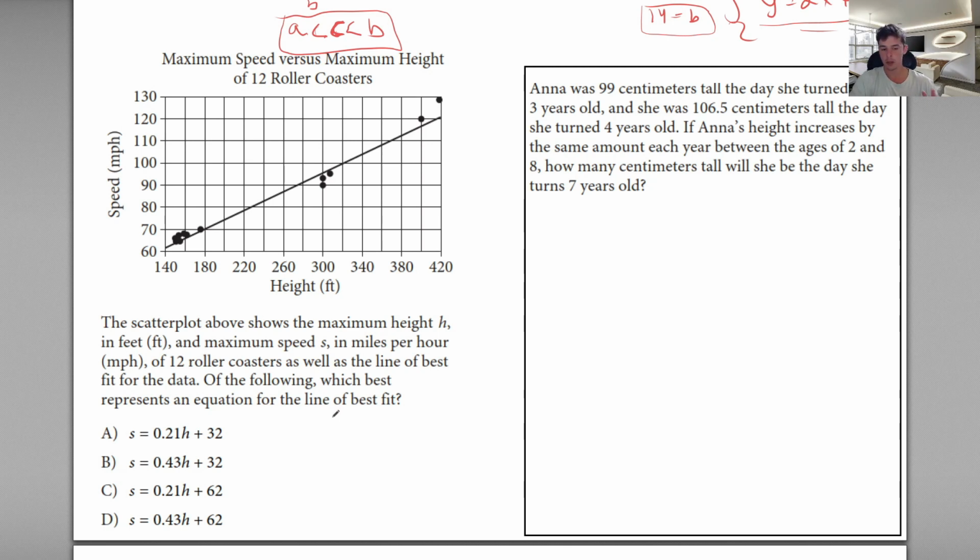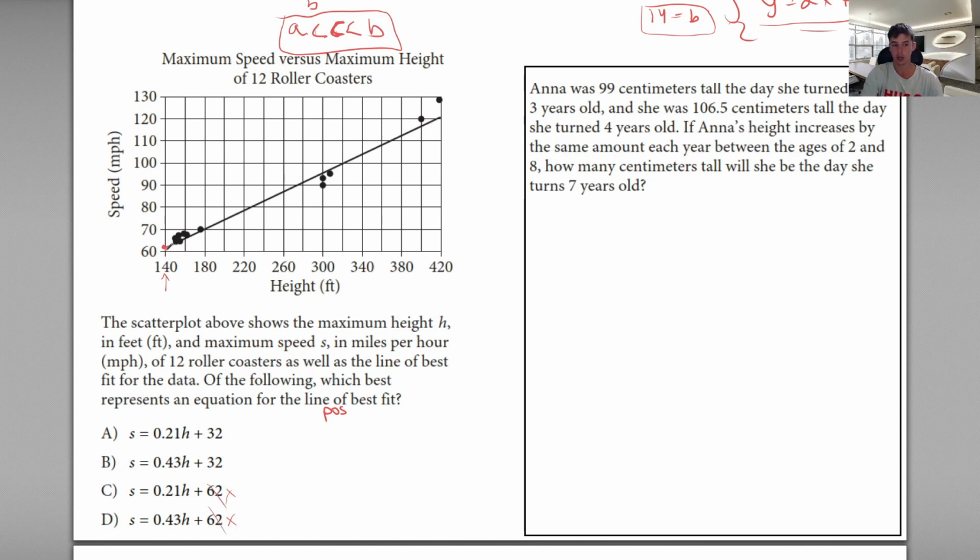Okay, so we know the slope is positive or negative? It's positive. Can we cancel out any of those? No. Got to be careful with this one, because you see, this is not the initial value. This is 140. This is not 0. So this is not going to be the y-intercept. 62 is not the y-intercept. So we can go ahead and cancel out C and D, because this is not the y-intercept.